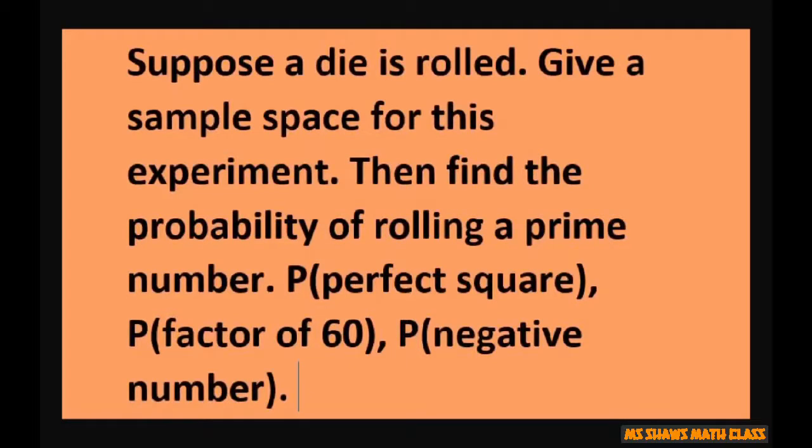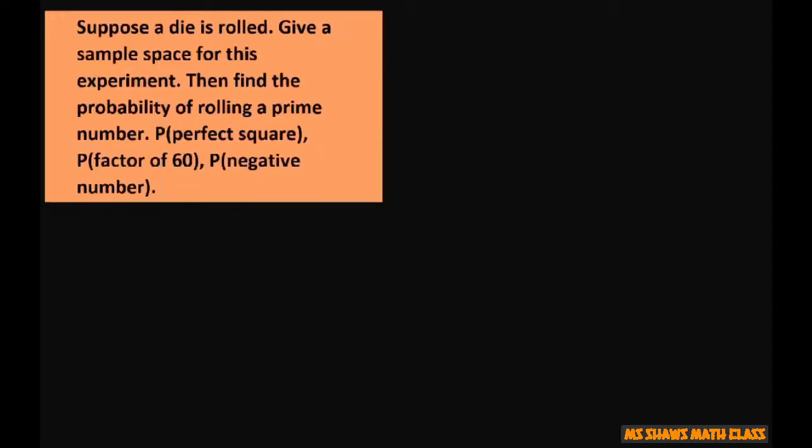Everyone, suppose a die is rolled. Give a sample space for this experiment. Then find the probability of rolling a prime number, a perfect square, a factor of 60, and a negative number. So let's write down the sample space.